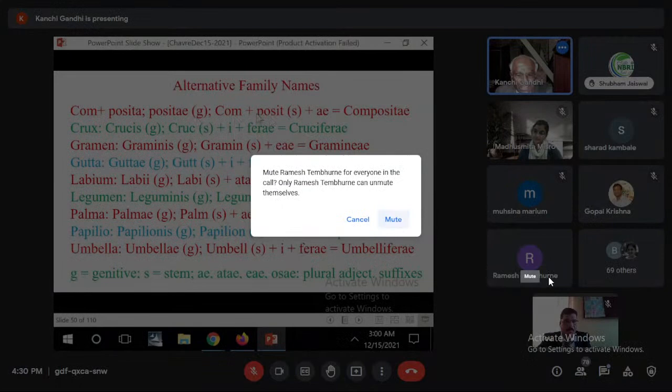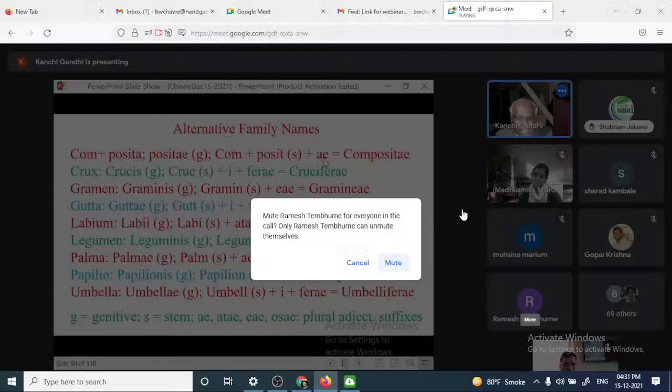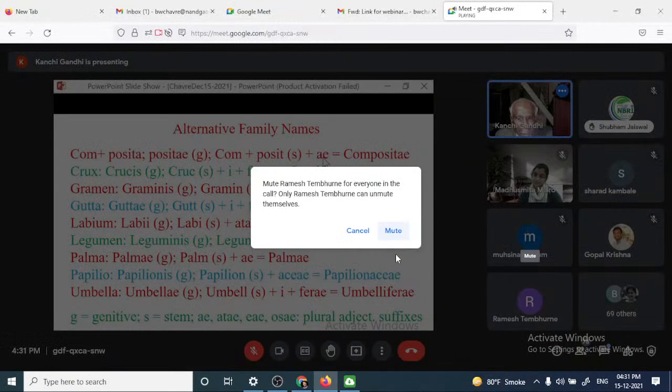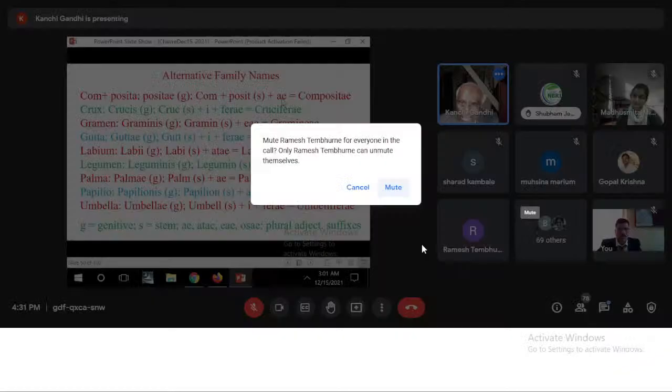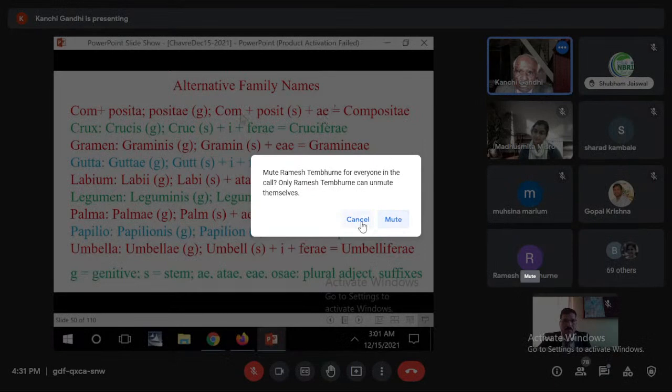So this is your AE. In the very beginning itself, I mentioned it's ACEAE. You have some other suffixes like AE, EAE, ETE, FERAE. You can add all these things as alternative suffixes. So for composite, we add AE to make Compositae, the alternative name for Asteraceae.